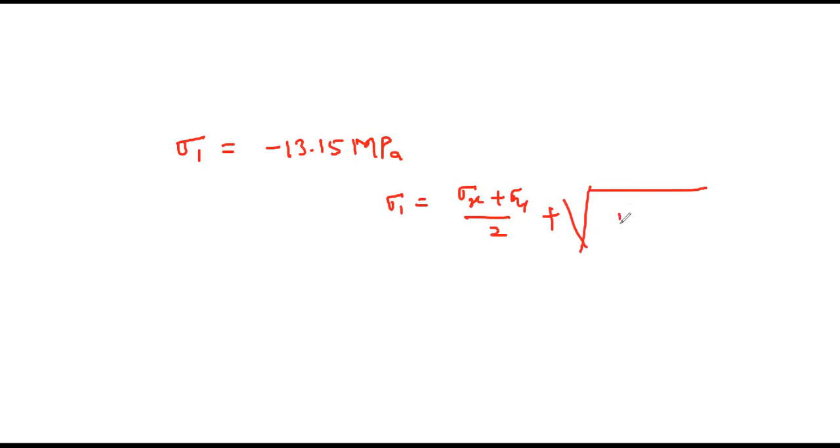The sigma 1, the major principal stress, we will get as minus 13.15 megapascal. If you calculate analytically by using this formula, I think you people know this. Sigma 1 is equal to sigma x plus sigma y divided by 2 plus root of sigma x minus sigma y by 2 whole square plus tau xy square. So from this formula, you can calculate the principal stresses. I hope you people know this.